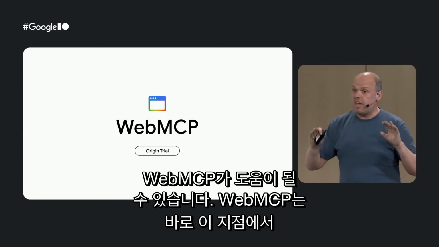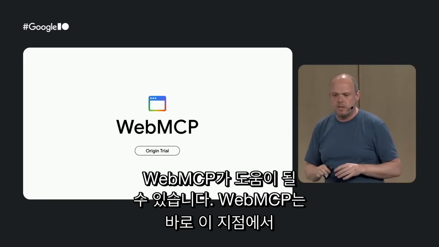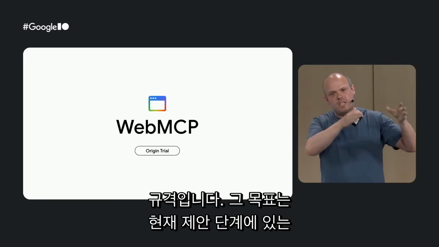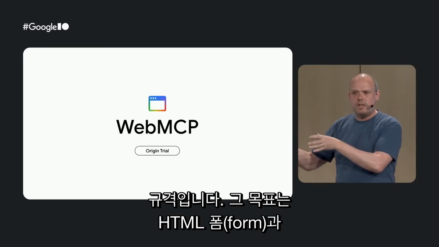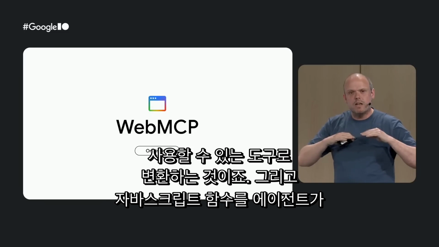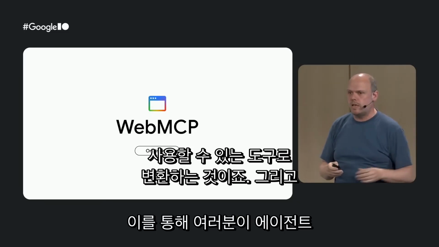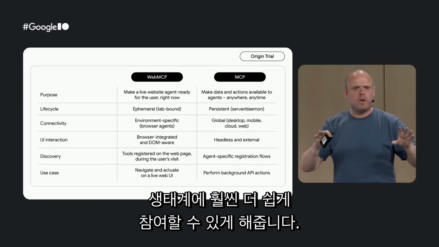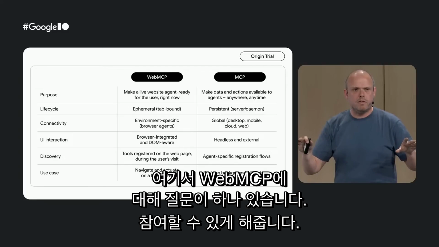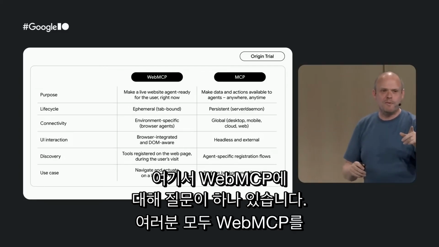Now, WebMCP is a proposed specification at the moment, and the goal is to transform HTML forms and JavaScript functions into tools that your agents can use, and make it a lot easier for you to participate in this agentic ecosystem. Now, WebMCP, actually, I have a question. You all know WebMCP? Yeah, you're pretty. I know you know WebMCP.